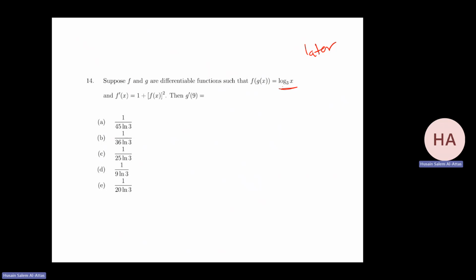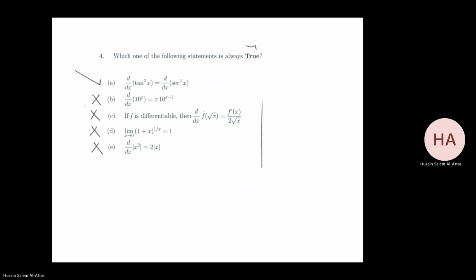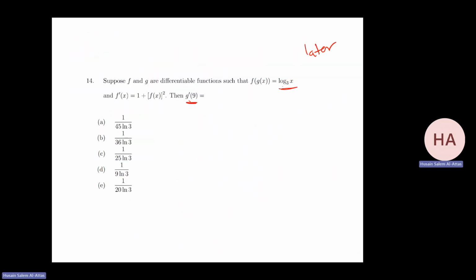Same thing here. What is the question? The question says, suppose it's differentiable, he wants g prime at 9. You want g prime at 9. And we are given what? F of g of x. If we differentiate this, I'm getting what?